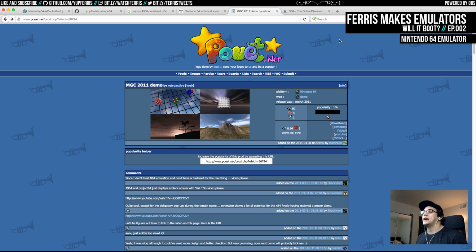And in particular, I'm going to be using this MGC 2011 demo by a group called Retroactive. So I'm going to post this link in the chat here. So that'll be coming in a few seconds. And this will be really cool because this is a homebrew ROM, and now we can actually rip it apart. It's public domain. We're allowed to have this. So really cool stuff.